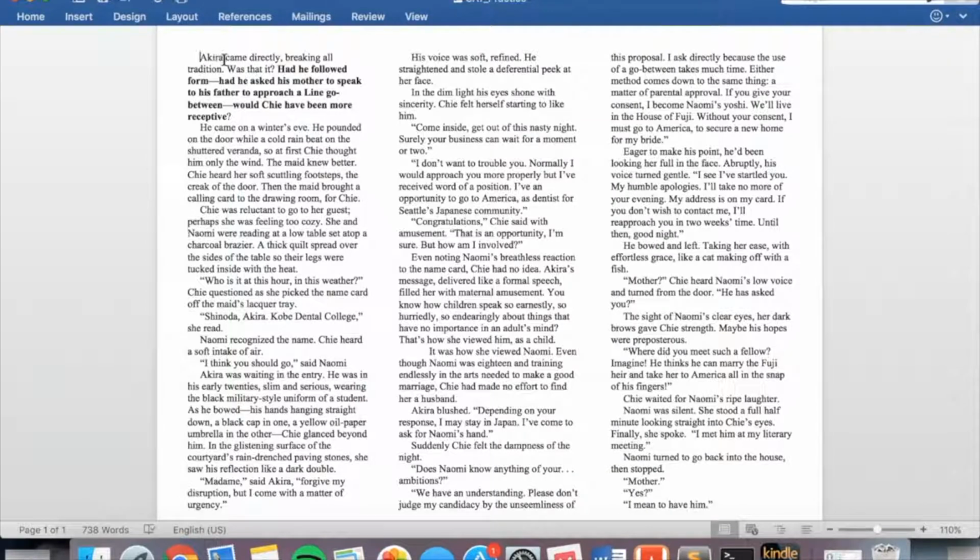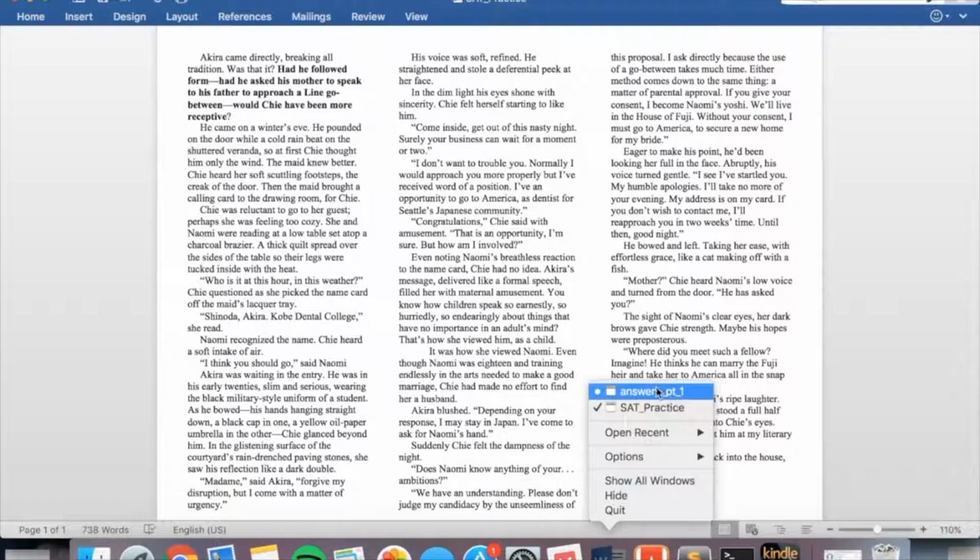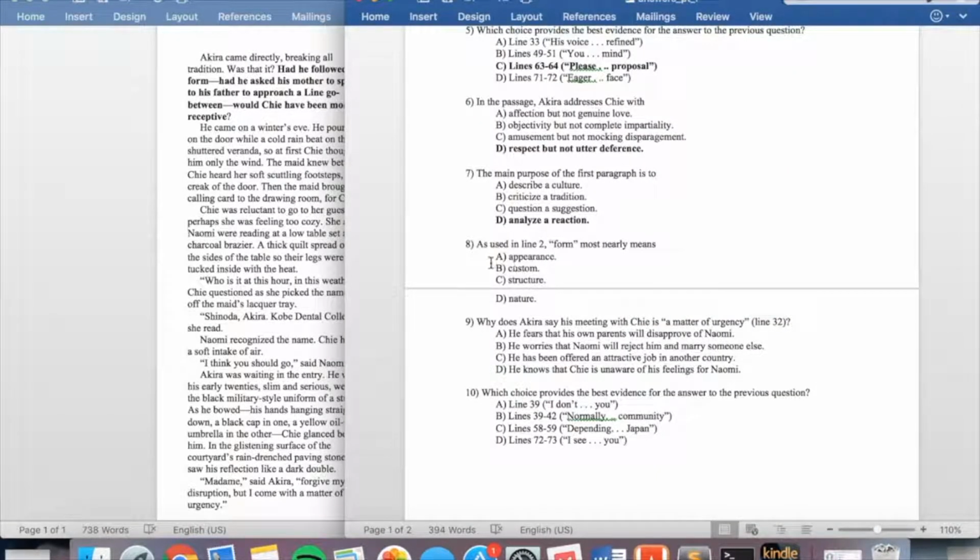It's saying that Akira came directly, breaking all tradition. And so the first sentence is saying that he did not follow tradition, which sets up a really, really nice parallel, suggests that form means tradition. And so that's going to be what I'm thinking here. Form means tradition. So the answers here, B is custom, which is synonymous for tradition. And so that's going to be the answer that I choose here.